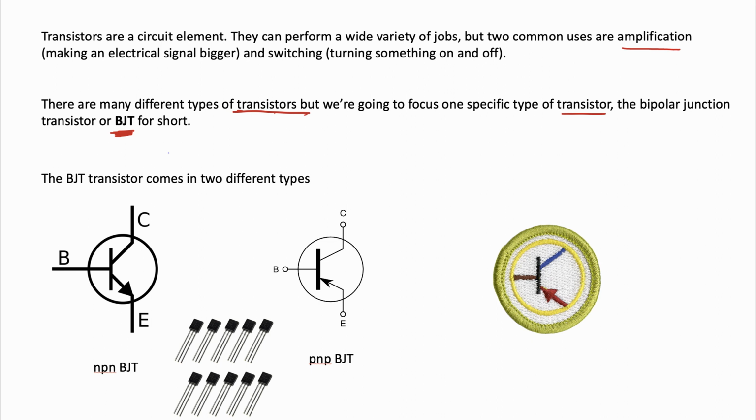So a transistor is used for amplifying a signal, making it bigger, and switching, turning something on or off. Okay, and there are a lot of different types of transistors. The most common one is called BJT. Okay, and here is the symbol for BJT, if you were to draw it in a circle. And there's two types of BJTs. There's the NPN BJT and the PNP BJT. Okay, and here's the symbol. And the difference is, if you look right here, this arrow is pointing away, and this one is pointing towards. Okay.